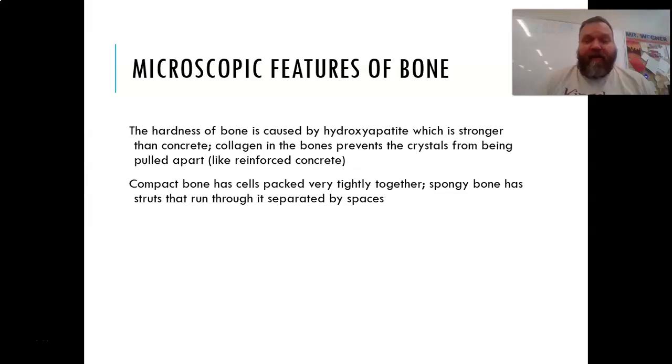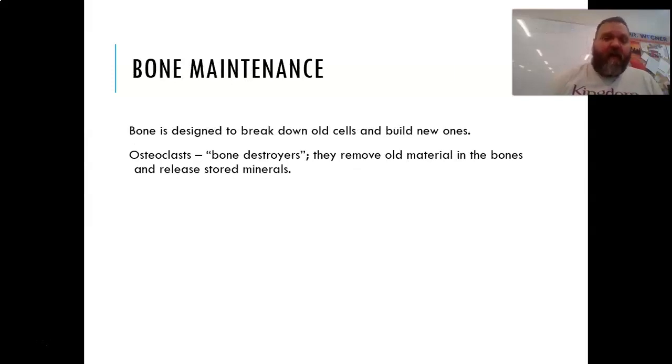Compact bone has cells packed very tightly together. Spongy bone has struts that run through it separated by spaces. Bone is designed to break down old cells and build new ones.